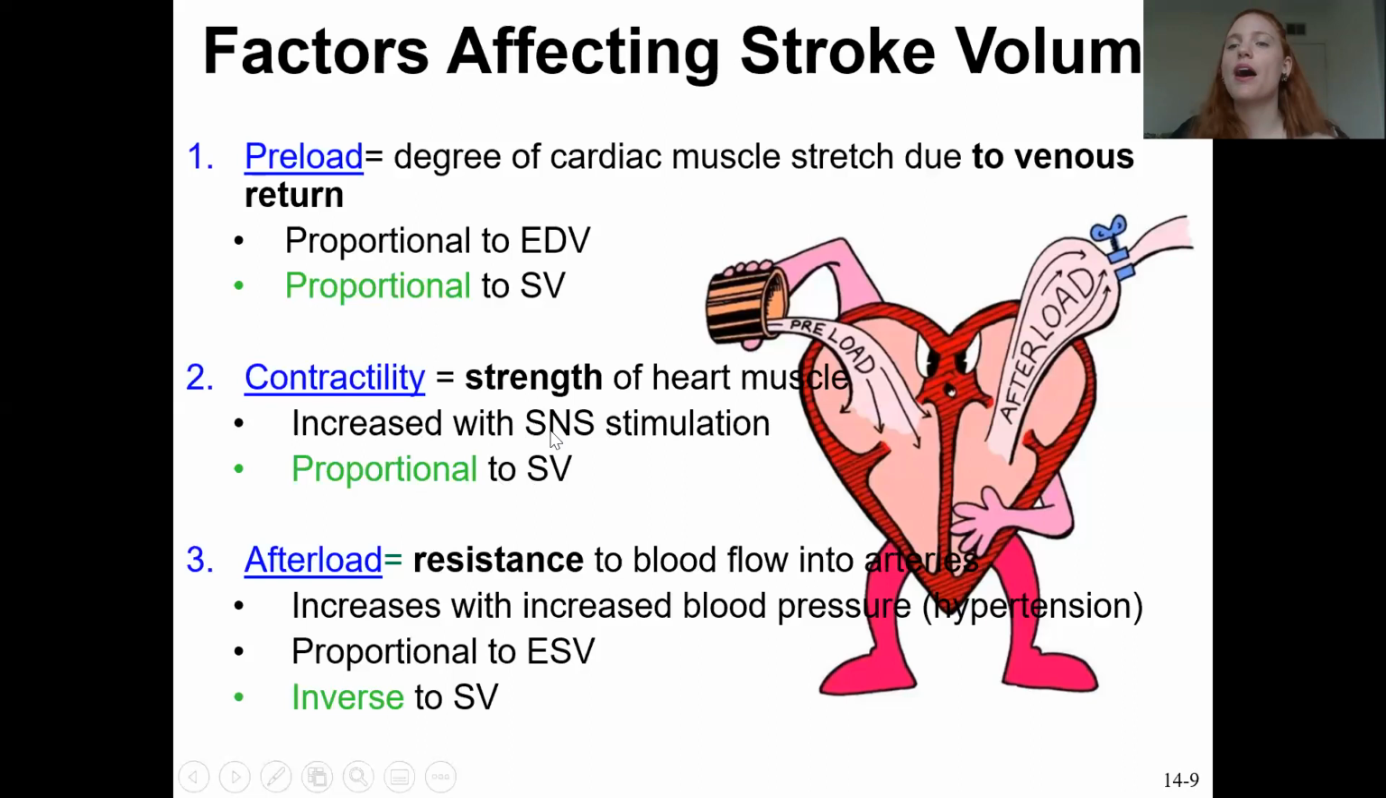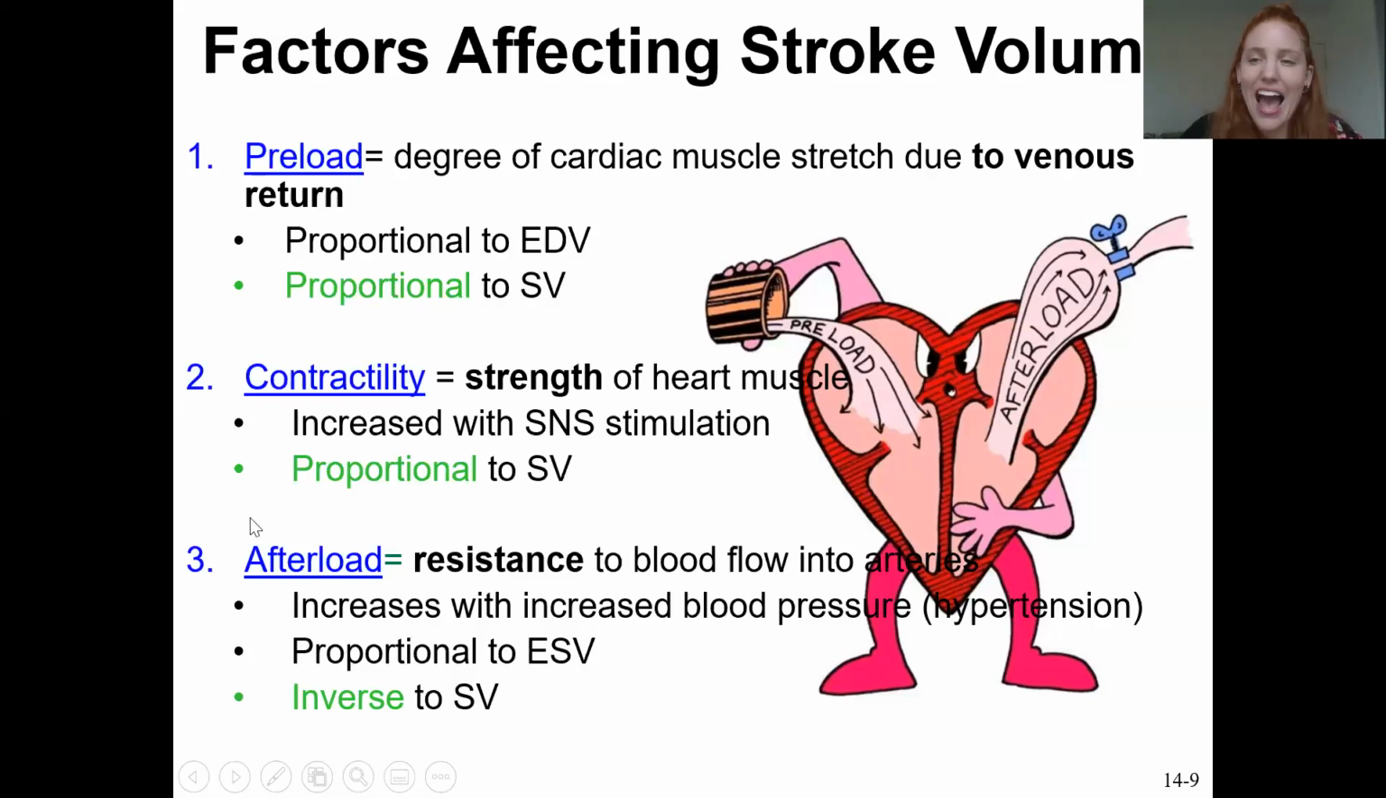You can also think about how this would decrease the amount of end systolic volume, because if more comes out, less will be left inside. Okay, so contractility, how strong the heart is, is also going to be affected by training. If you are really athletic and do a lot of endurance training, you can actually increase your contractility so that your heart is more efficient for every contraction, and that would cause an increase in stroke volume. That's a hint for your worksheet.